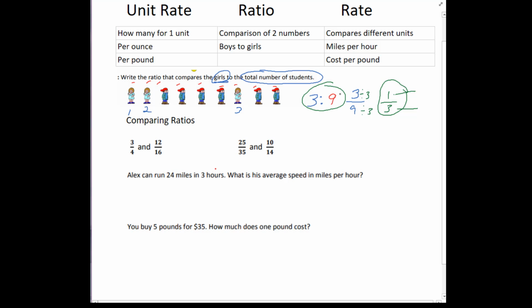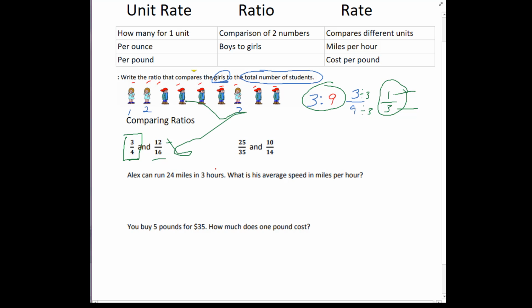Okay? So we do need to simplify them. Another thing we need to do is about comparing ratios. Now that we know how to simplify them, we can compare these ratios and see if they're the same. We have 3/4 here, and then we have 12/16. Well, 3/4 is simplified. We can't go any further than that. But how about 12/16? That can be simplified. 12 and 16 have a factor of 4.